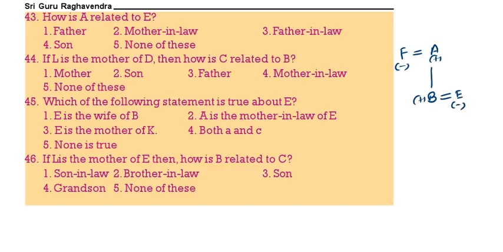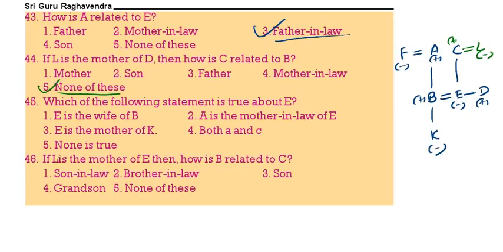E minus, then it is D plus, then C, then K. Now come to the questions. How is A related to E? A is the father-in-law of E. Then if L is the mother of D, that means L is married to C and C will be plus only for this question. How is C related to B? C is the father-in-law. So father-in-law is not there, it is none of this.